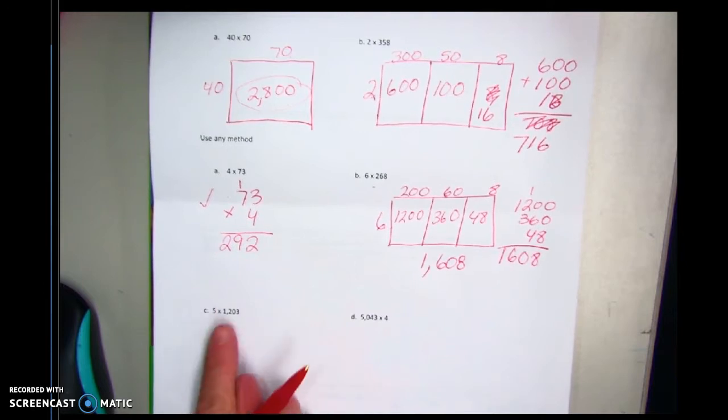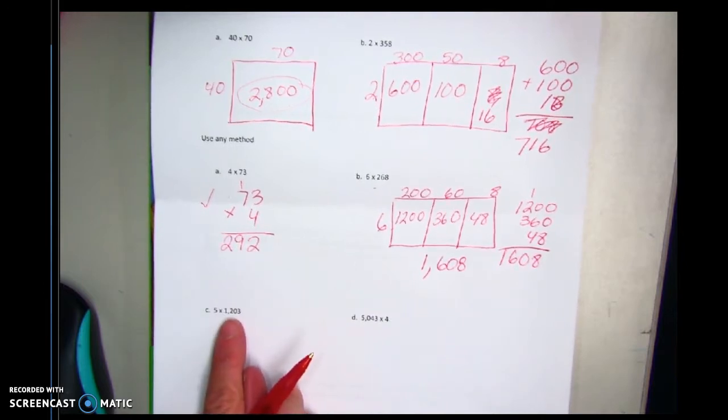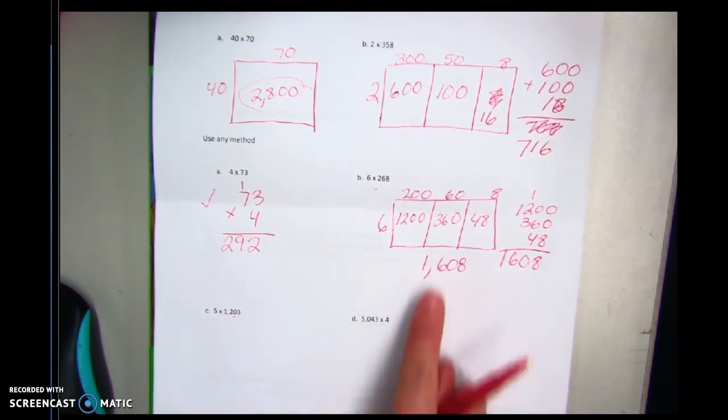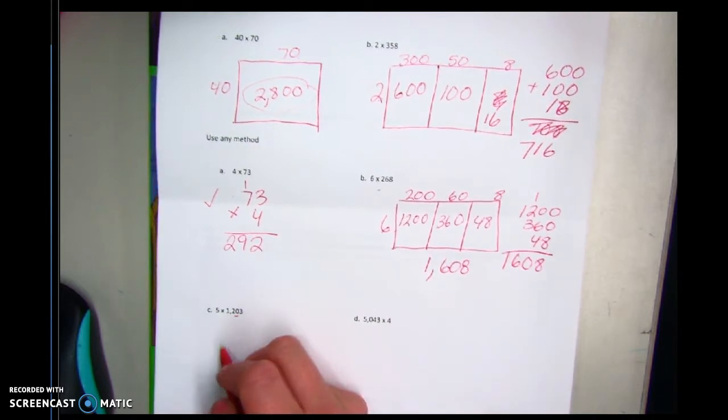For C, it's a little bit harder. Now notice that there is a 0 in here. That tends to trick some people up because they forget what to do with this 0. I have a 0 in D also, so I'm going to do old school on this one, and I'll do area model on this one.